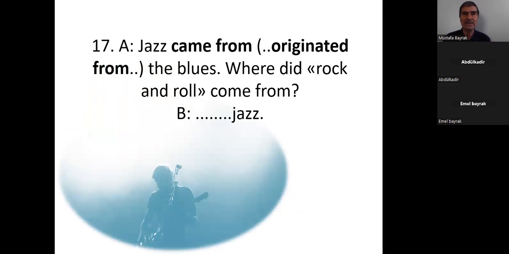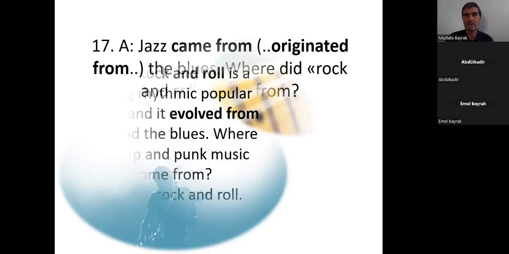17A. Jazz came from the blues. Jazz originated from the blues. Where did rock and roll come from? Rock and roll came from jazz. Jazz came from the blues, rock and roll came from jazz. Genre. The English word from French, so English people still pronounce it as genre.